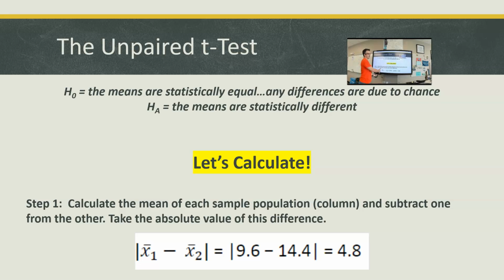I already told you the mean. That's just the average of each column, right? So you subtract the average of one column minus the average of the other column, and take the absolute value. So 9.6 minus 14.4 is equal to negative 4.8. Take the absolute value, it's 4.8.